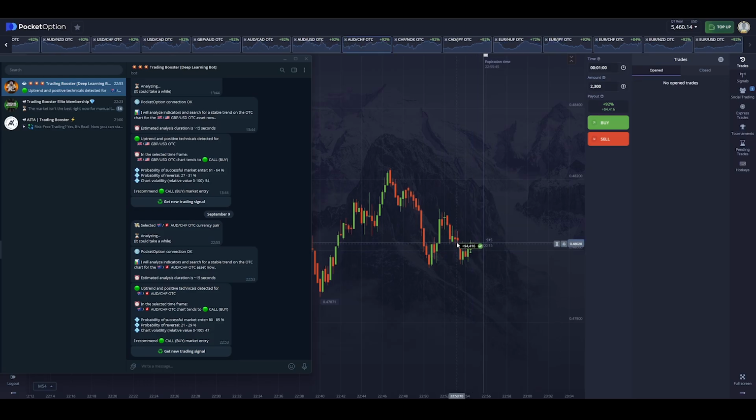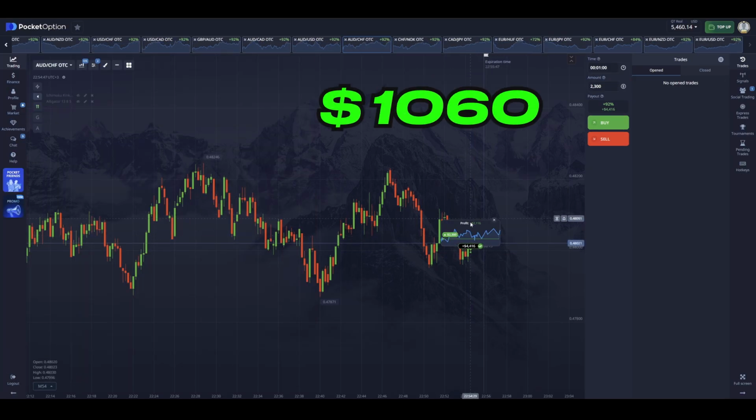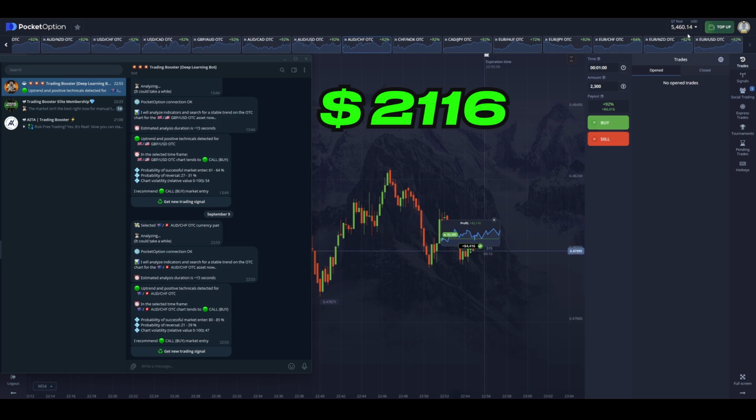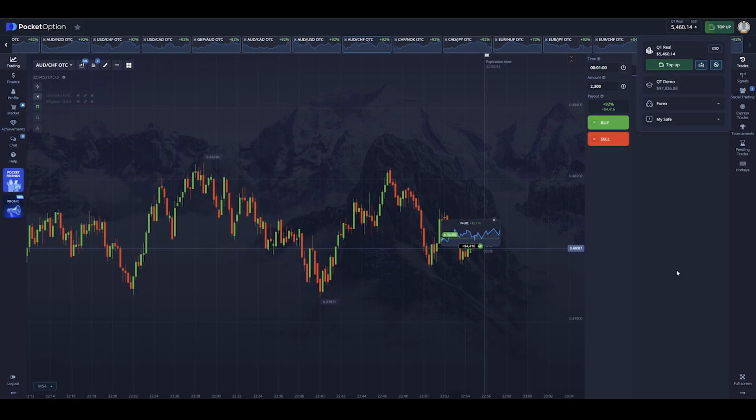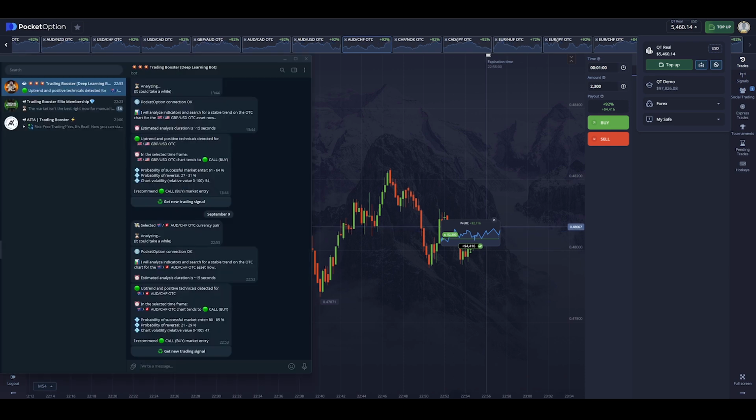And the final trade closes in profit and brings me $2,100. In this way, I increased my deposit 5 times, or actually almost 5.5 times. So I opened several trades on the OTC market, and accordingly, the booster bot calculated everything perfectly. Now you know how to work with all these parameters that are available in BoosterBot.